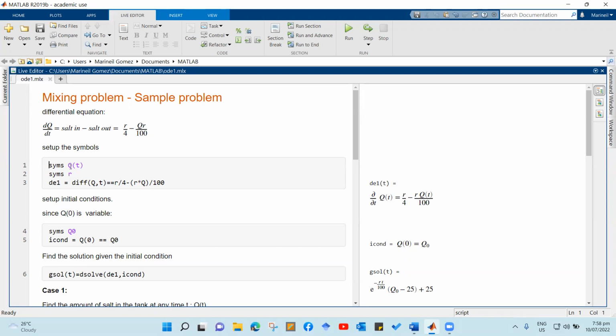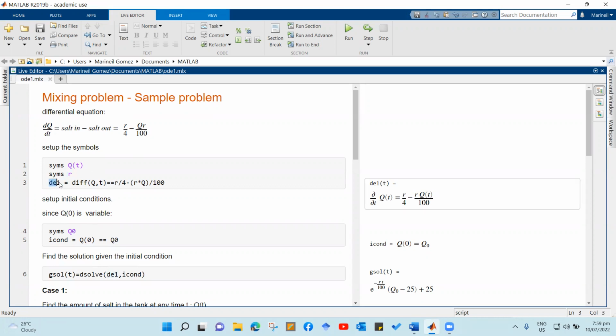such that it's a letter or a non-numeric variable. So in this scenario, we first identify it as a symbolic variable. In order to name a symbolic variable, we have the command syms. That means it's symbolic. So syms of q as a function of t and syms of r, because we have q and r and, of course, t as our variables.